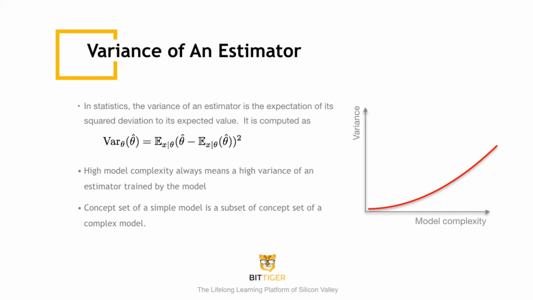Besides bias, another important concept is the variance of an estimator. In statistics, the variance of an estimator is the expectation of its square deviation to its expected value. Variance of an estimator is computed by the expectation of theta hat minus the expectation of theta hat, all squared. High model complexity always means a high variance of an estimator trained by the model. The concept set of a simple model is a subset of the concept set of a complex model.